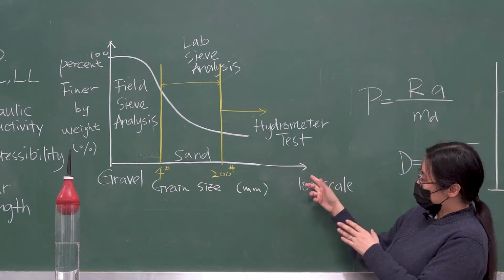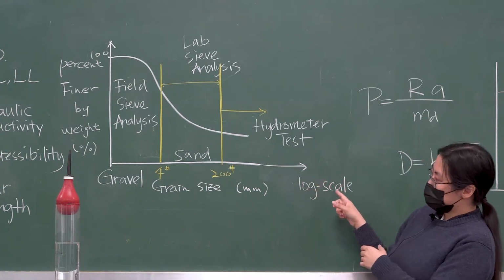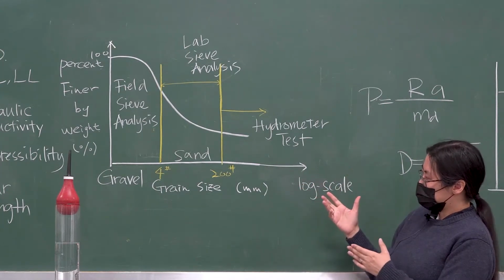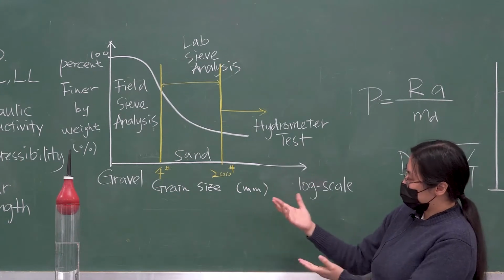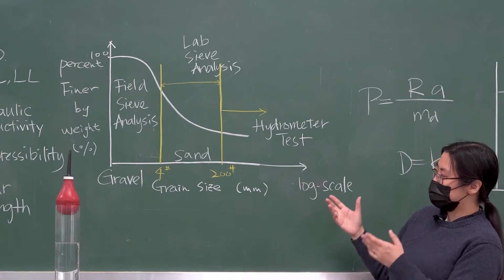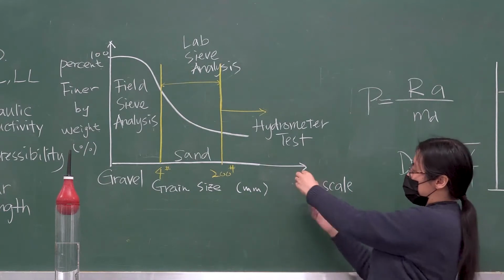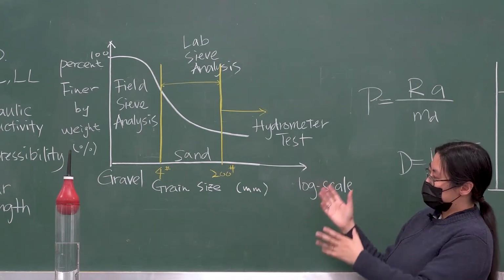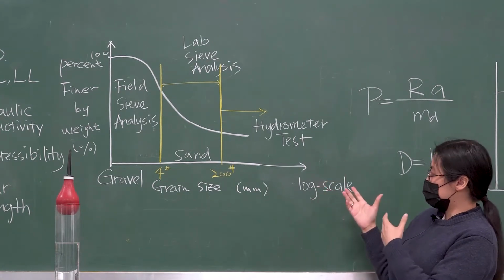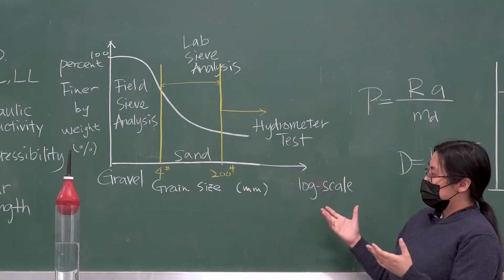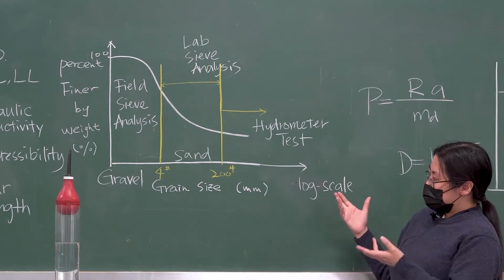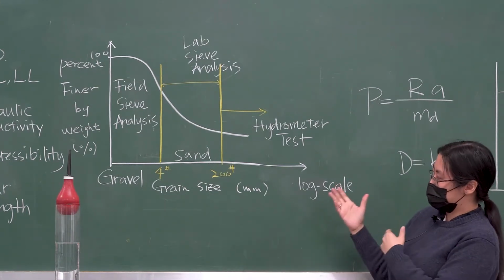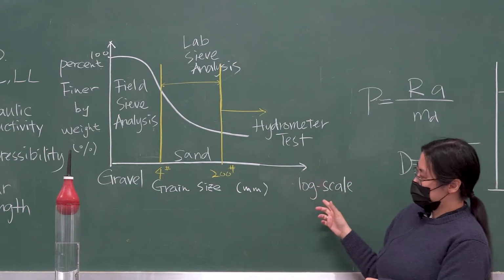And then usually we will use the log scale for the x-axis. The reason is different particle sizes. For example, gravel has a particle size that is much larger than the size of the particles in this region. So in order for us to include everything on the same graph, we will need to use the log scale, because the difference in particle size can be tens to 100,000 times. Because of that, we will use log scale.